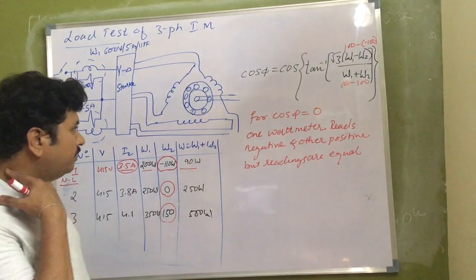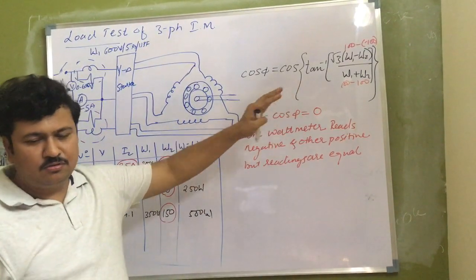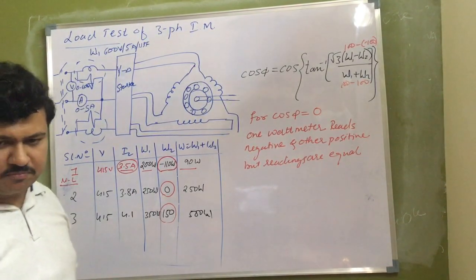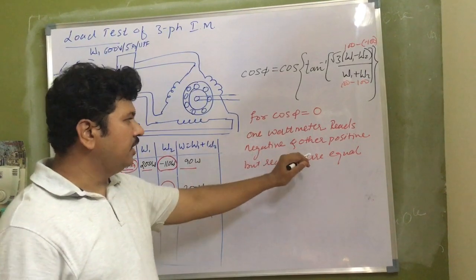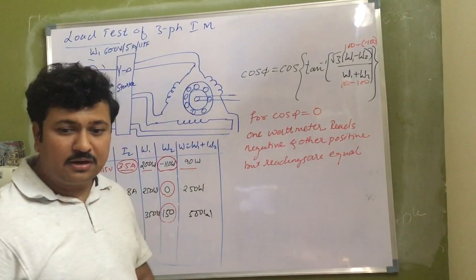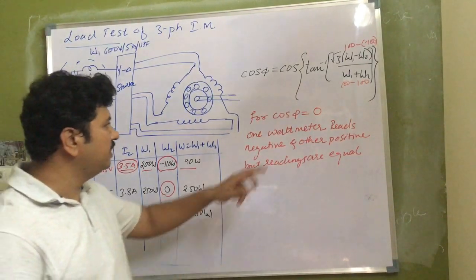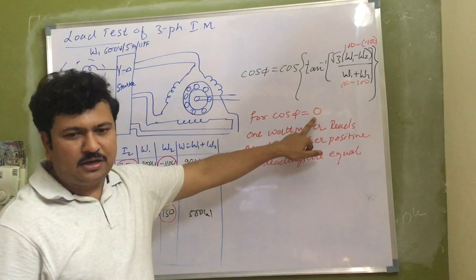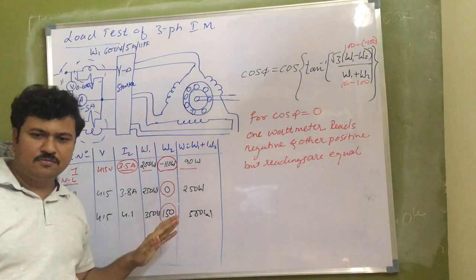So when power factor is 0, there is a derivation. Please refer back to the measurements textbook of third semester. You will get that derivation intact. One of the wattmeters reads negative and the other positive, but the readings of both wattmeters will be exactly equal. This happens only when power factor is exactly 0. But power factor cannot be 0 practically. There will be some value of resistance present in the stator winding.